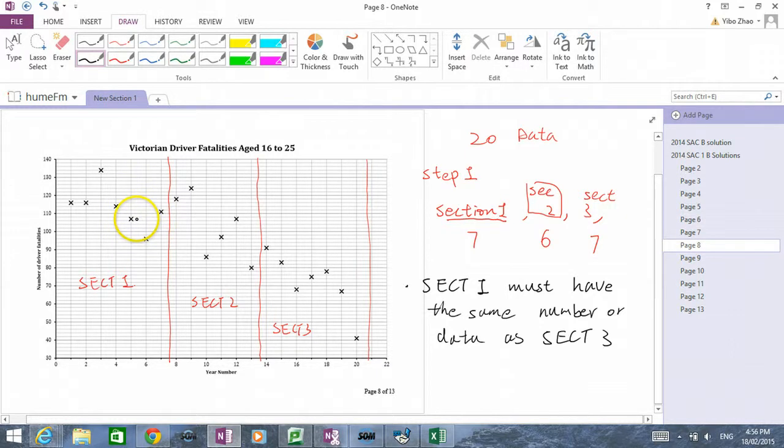So in this case, I need to find the middle number of the horizontal value. Remember, each data has 2 values. For instance, the data here reads 1 at the x horizontal axis, and the vertical axis is around 100. Now if I look at it closely, it will be 1, 2, 3.